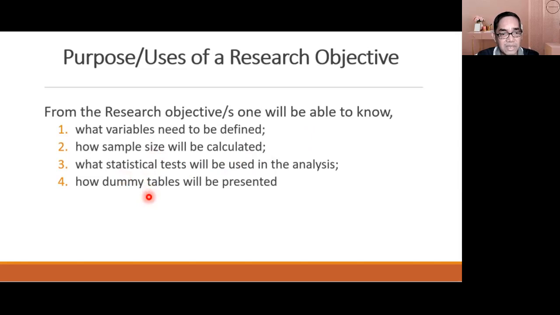So all of this, the variables to be defined, the sample size to be calculated, the statistical test, and then the dummy tables. Now, all of this will have to go back to the research objectives, even as a matter of fact, where I didn't write it here, the research design, the data collection, how you will collect the data. All of them, to be able to understand the research, we need to go back to the research objectives to be able to understand all of these things that I mentioned.